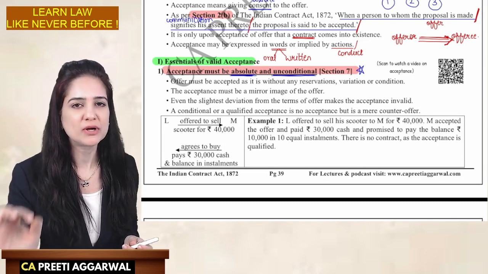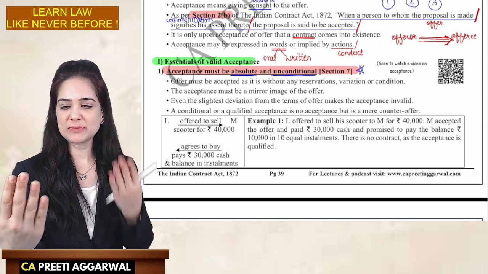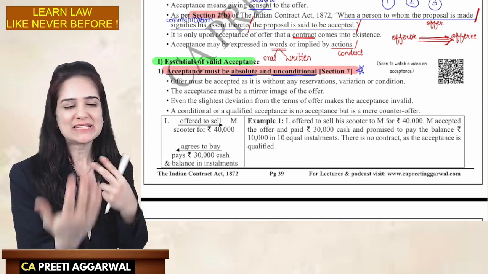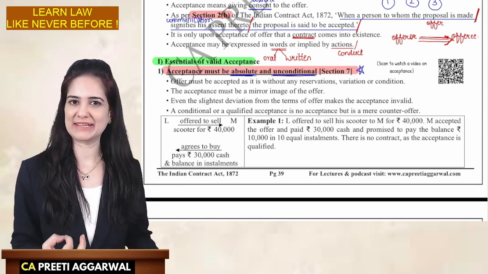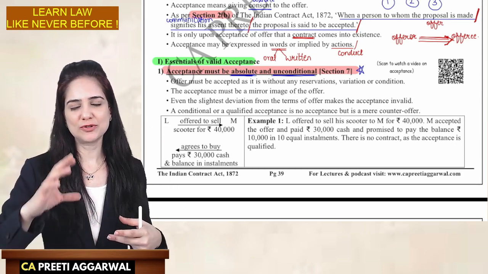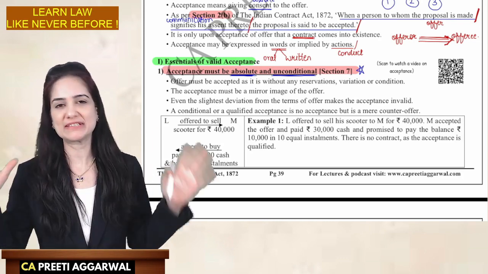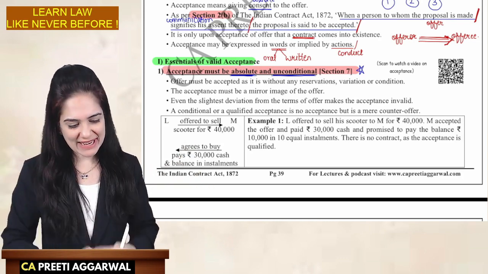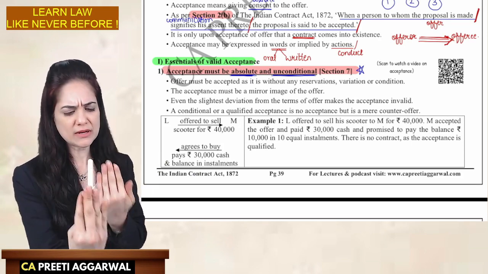What is the meaning of absolute? As it is. In fact, it is said that acceptance must be a mirror image of offer. See, when you look at yourself in the mirror, you see yourself as it is, right? So you don't see that some other person is standing, or that you're wearing very fancy clothes. Whatever is reality, only that is seen, right? So acceptance must be a mirror image of offer.